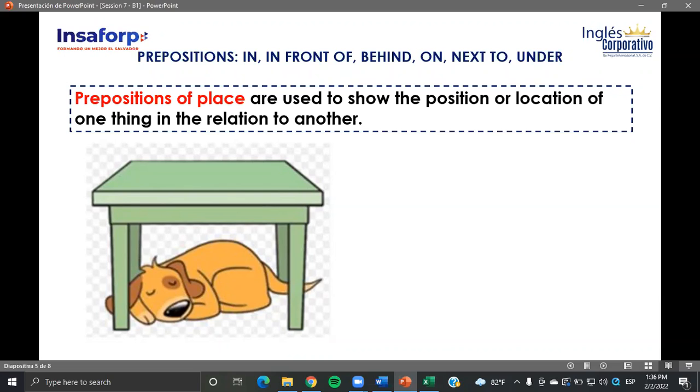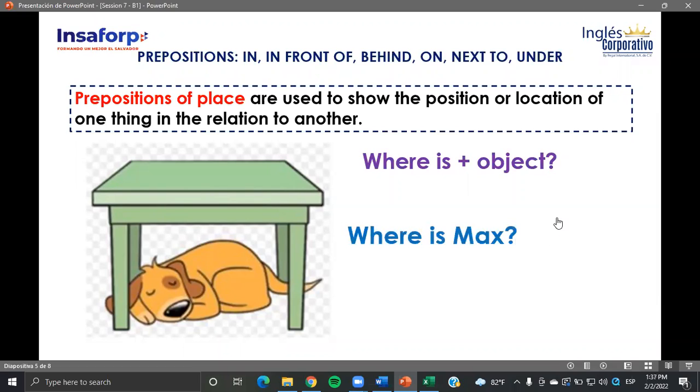So my question for you is, listen to the question: where is plus the object? The dog's name is Max. Where's Max? Tell me. Max is under the table. Pretty good. It is under the table, or Max is under the table. You can say Max is under the table, or you can say it is under the table.